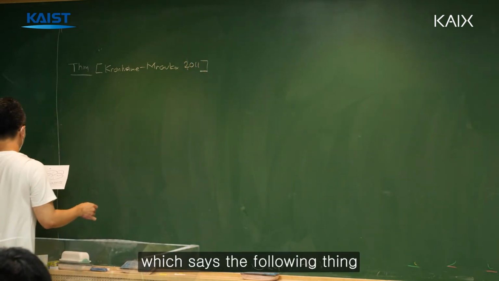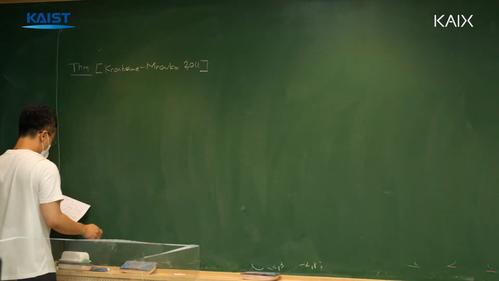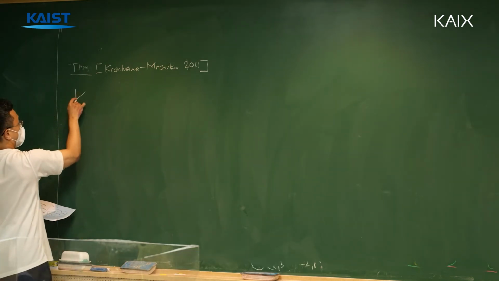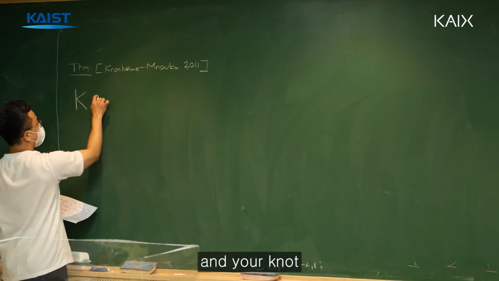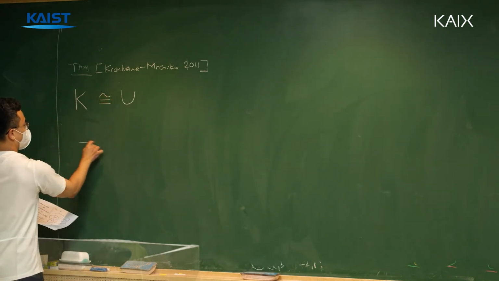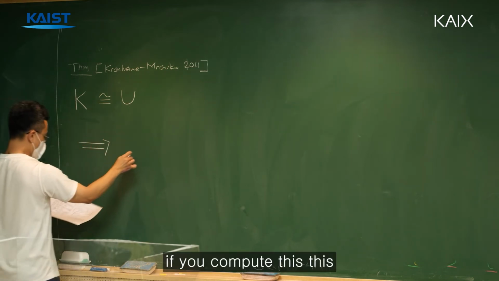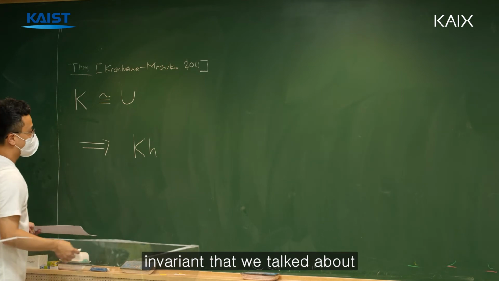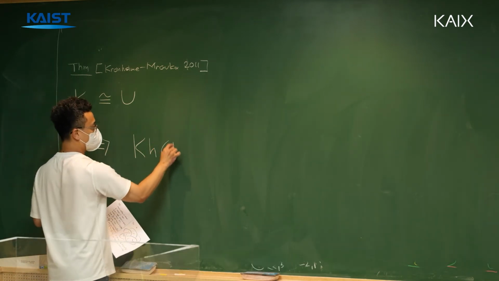Which says the following thing. So the point is that this is a knot invariant. So if you have a knot, and if your knot is the unknot, if you compute this invariant that we talked about, they should spit out the same thing.